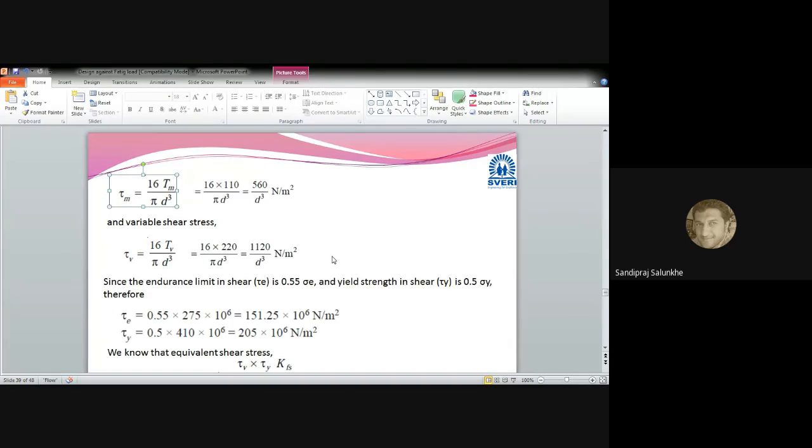Whereas if you want to calculate the mean shear stress, then we have to use the mean torque. And if you want to calculate the average shear stress, then you have to take the average torque. So what will be the value of mean shear stress which will be applied on that shaft? 16 Tm by pi d cube. Just calculate this value and the average shear stress which will be induced in that shaft. In terms of d, you will get this value. What value are you getting?